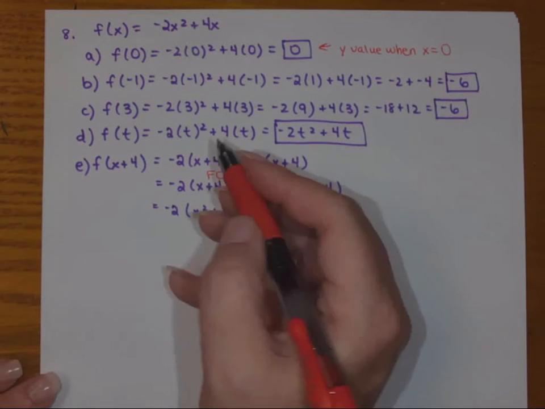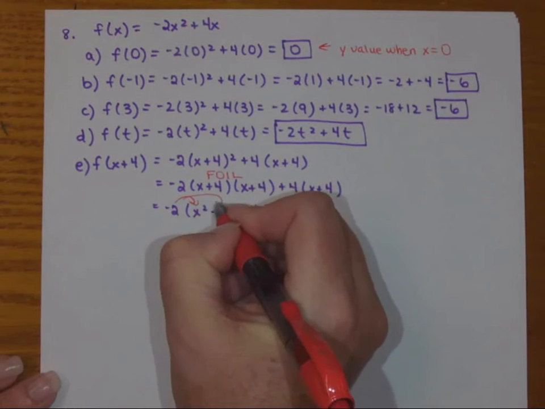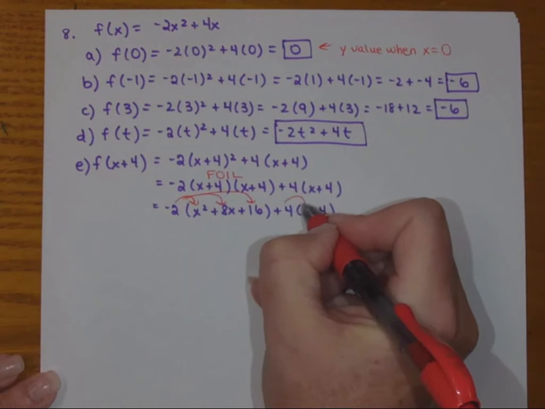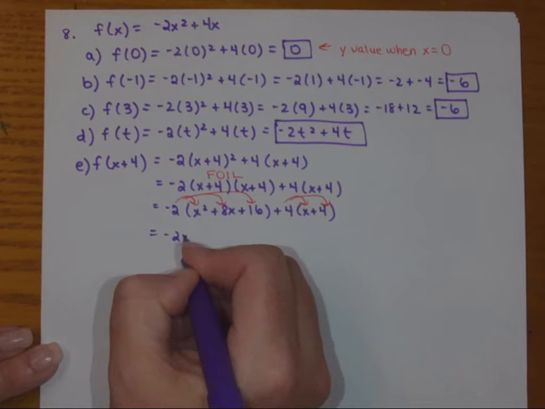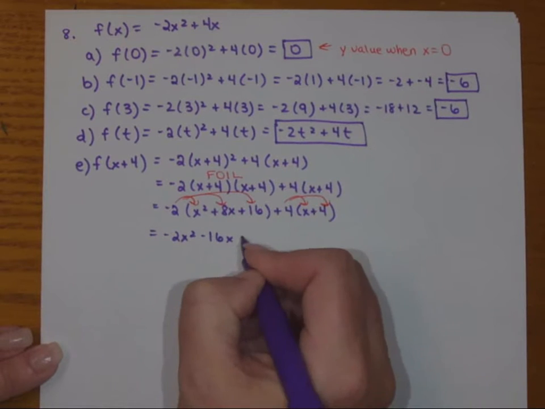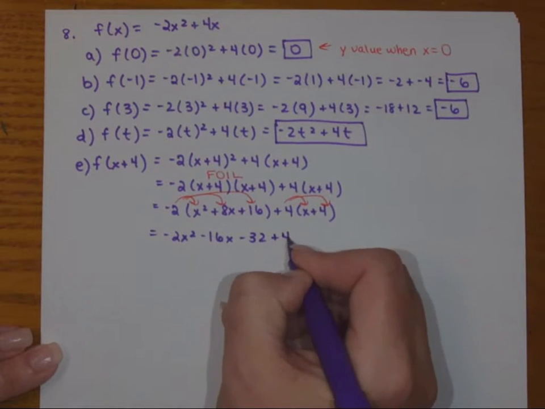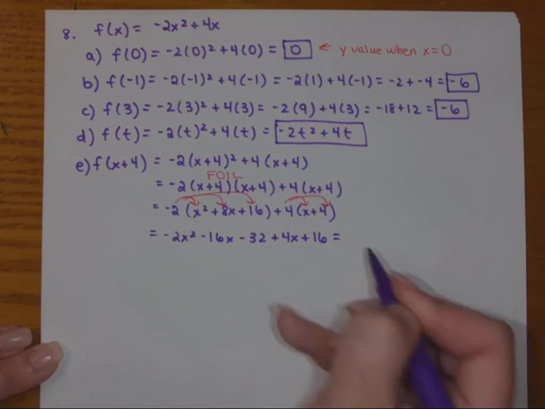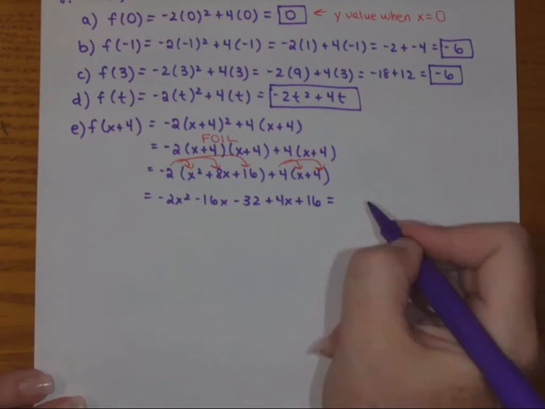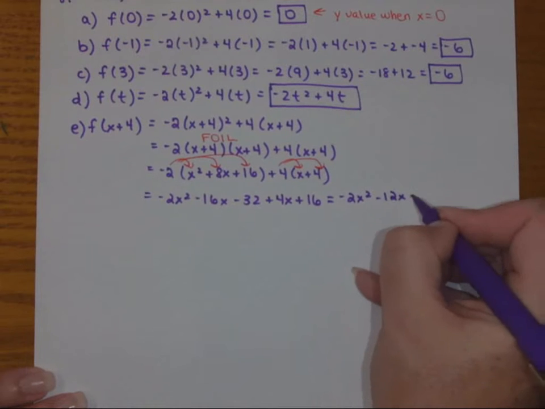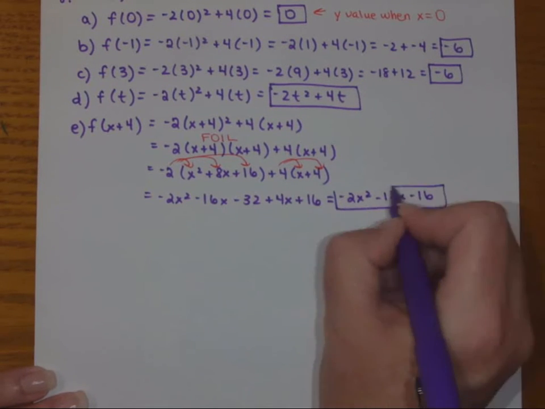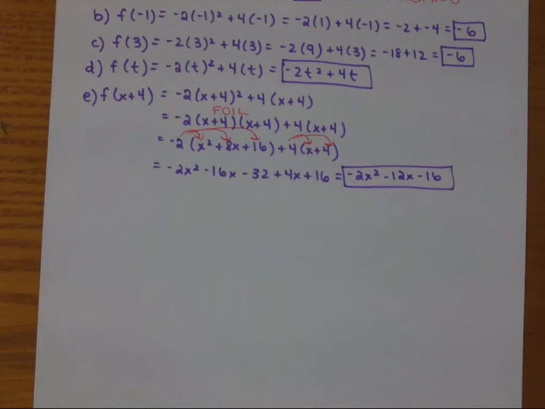And then I can use the distributive property. The negative 2 would go to all three of these, and the 4 would go to both of these. So we get negative 2x squared minus 16x minus 32 plus 4x plus 16. And then add like terms. So we get negative 2x squared minus 12x and then minus 16. Notice I combined the negative 16x plus 4x, and I combined the negative 32 plus the 16.